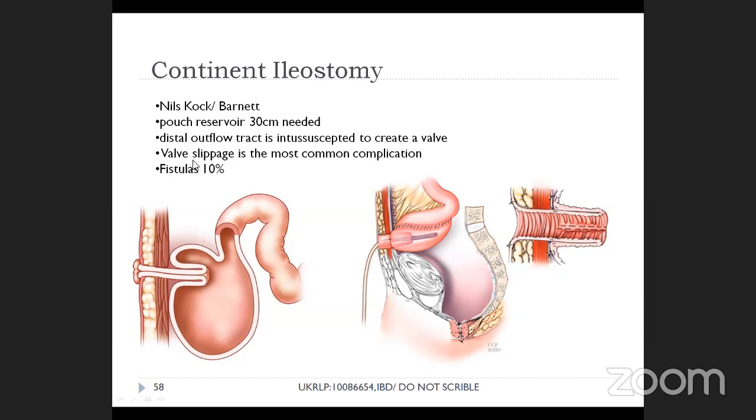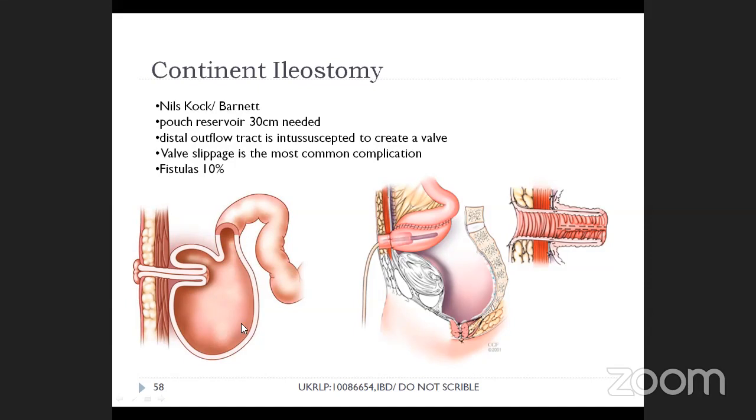And the valve is created by intussusception. That means the distal bowel is invaginated into the proximal bowel here to produce a valve. This is called a continent ileostomy. This intussusception helps in creating a valve mechanism for this reservoir, and this helps the reservoir keep the intestinal content for a while.